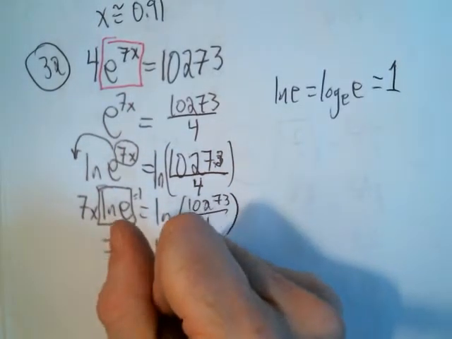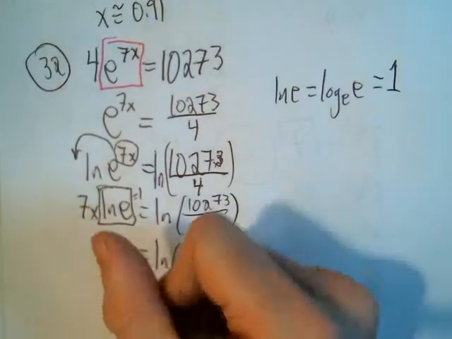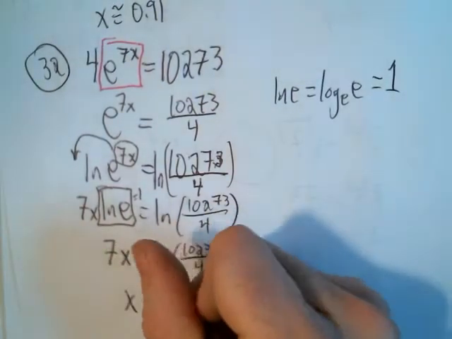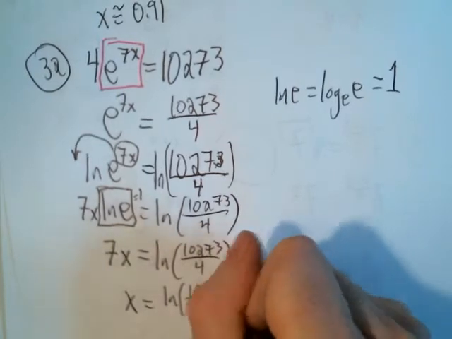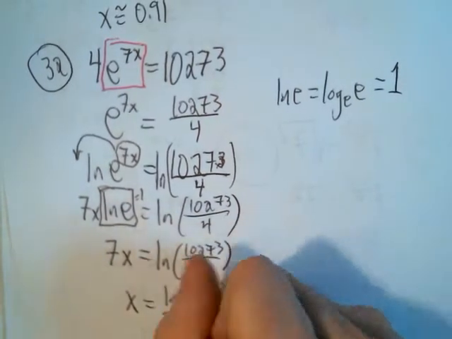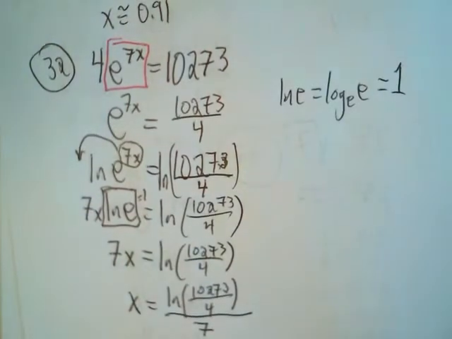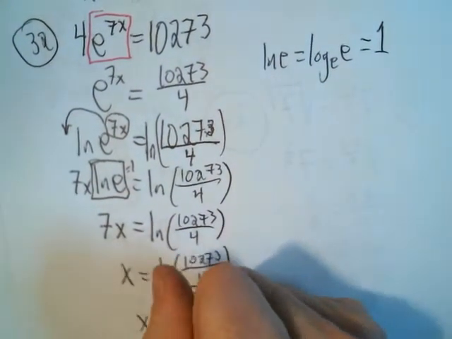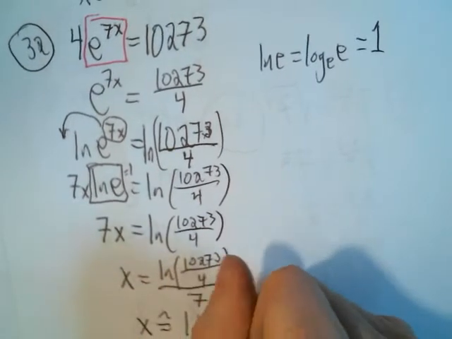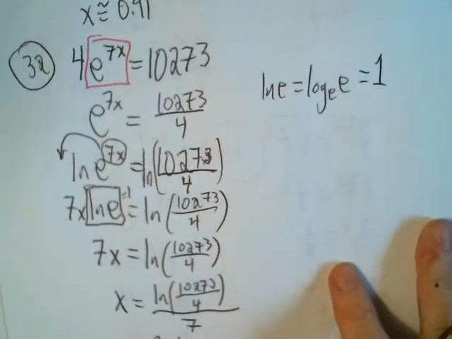And then you're going to divide both sides by 7. Plop it into your calculator and get an approximation. I got 1.12.